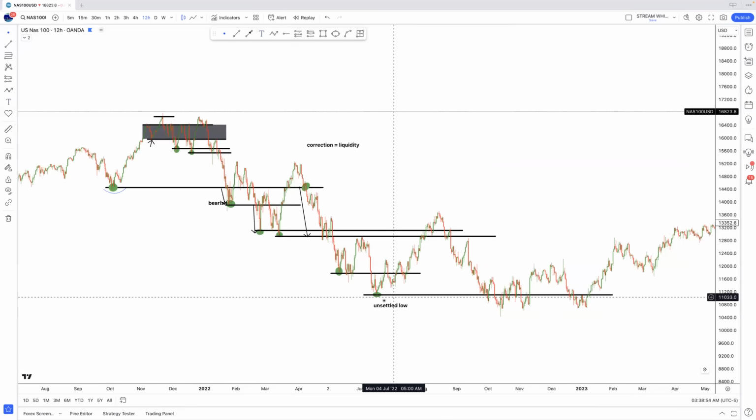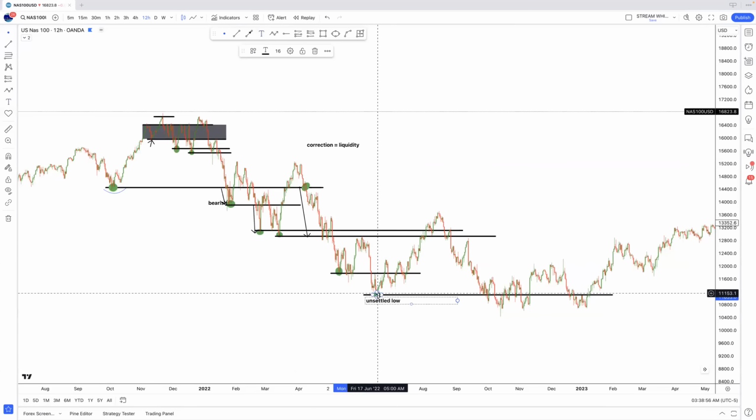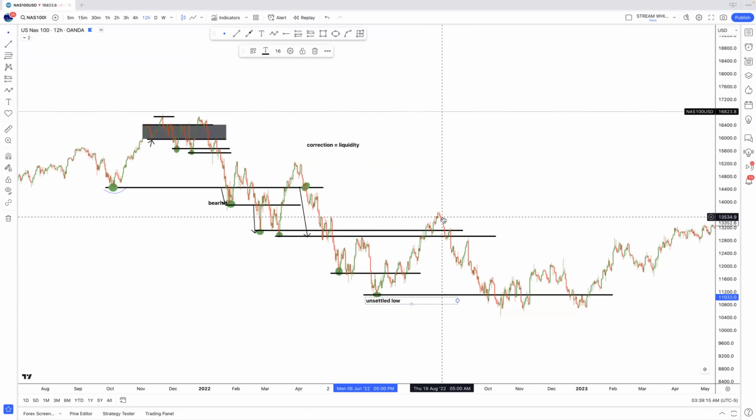So this is an unsettled low, and price is coming back for this unsettled low. And price ends up correcting itself, grabbing as much liquidity into the market as it can. All this would be the correction, but this is also a trend. So on the 12-hour time frame, remember on the 1 hour that we trade on the most, this would have been a trend for us, an uptrend, and we could have targeted this the same way.